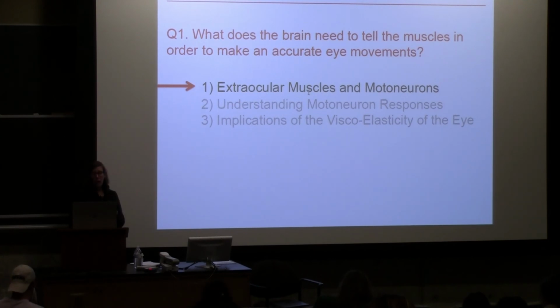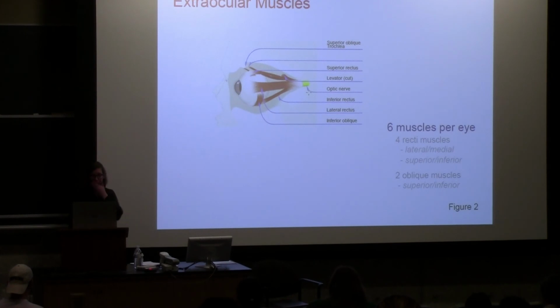Some terms. Then understand the motor neuron responses in the context of what we call the extraocular plant, the ocular motor plant, basically the eye that you have to move and all its associated tissues. And then we're going to talk about the implications for control. So that's the way the lecture is organized today.